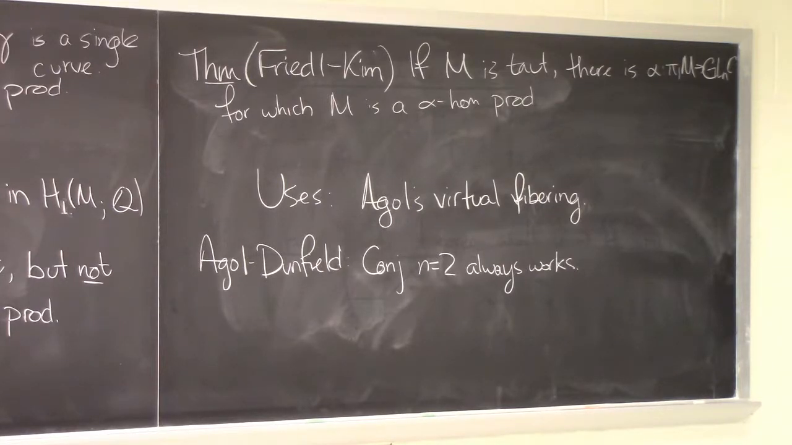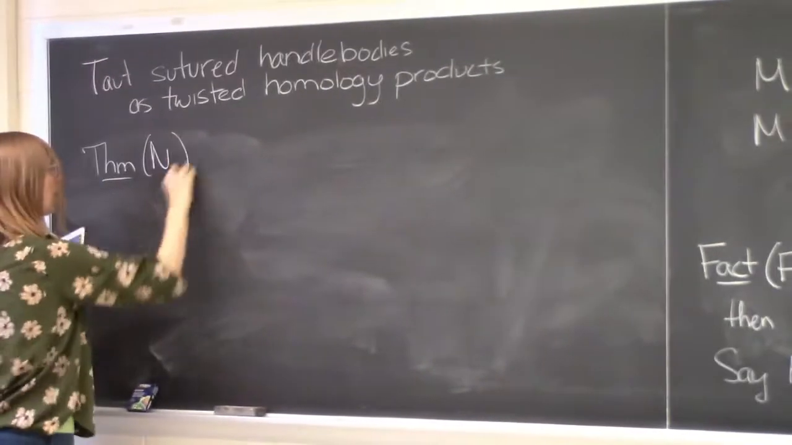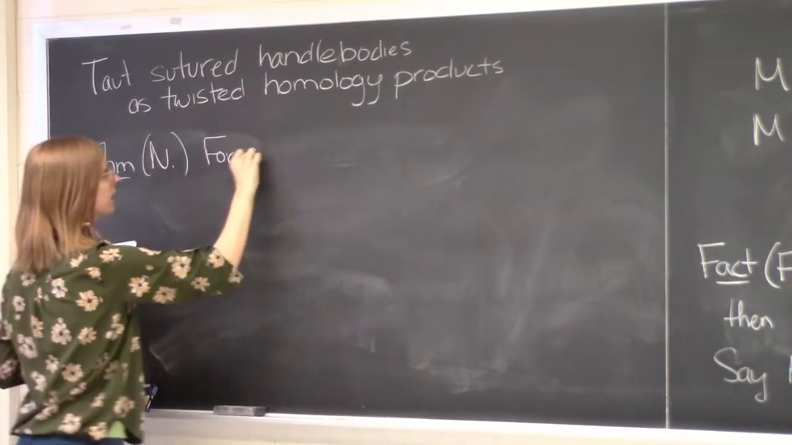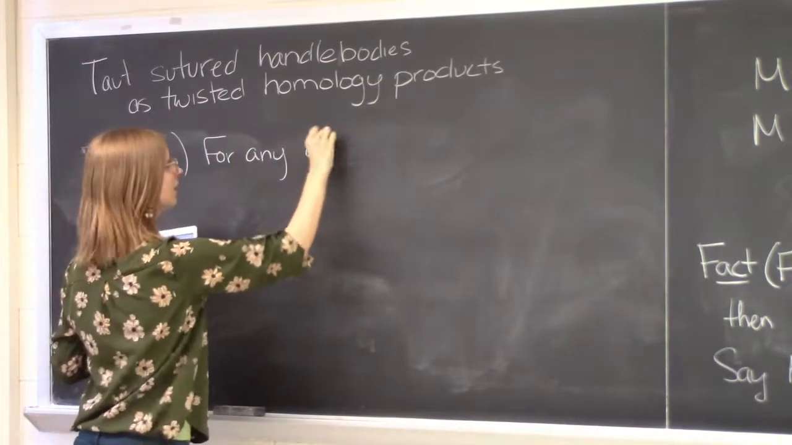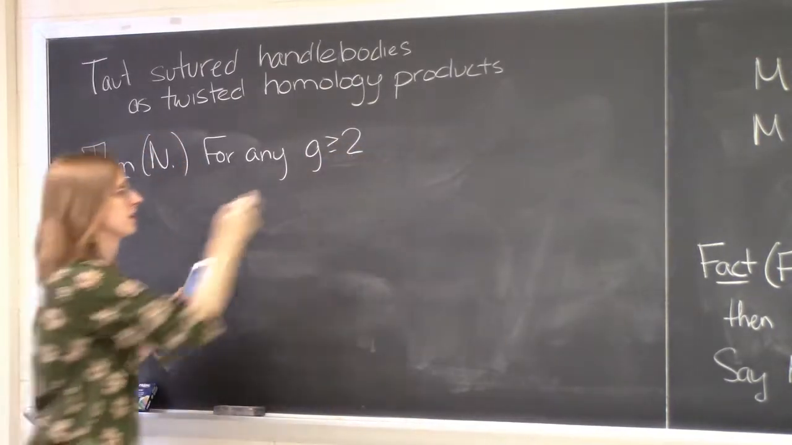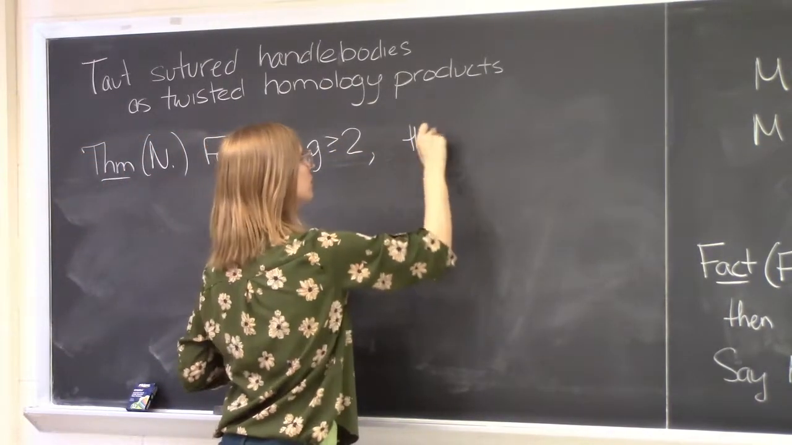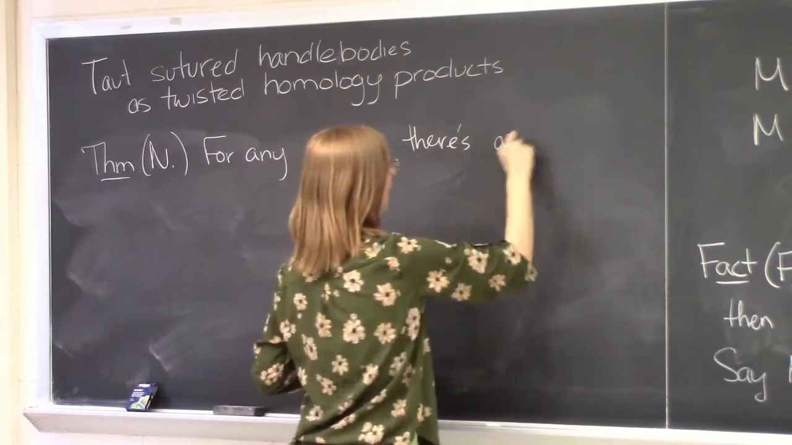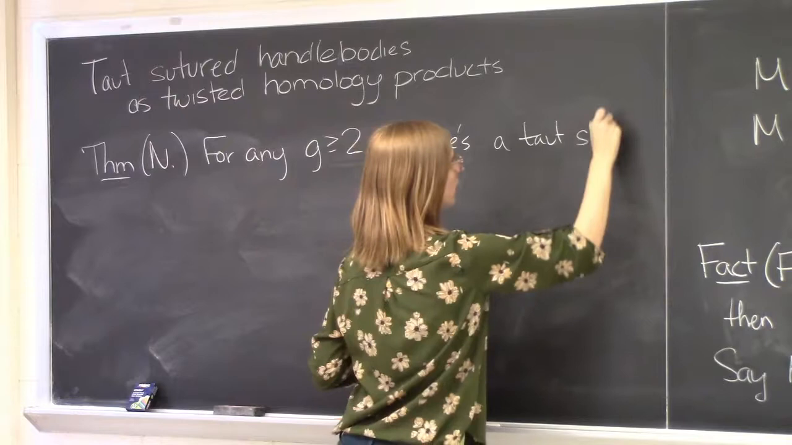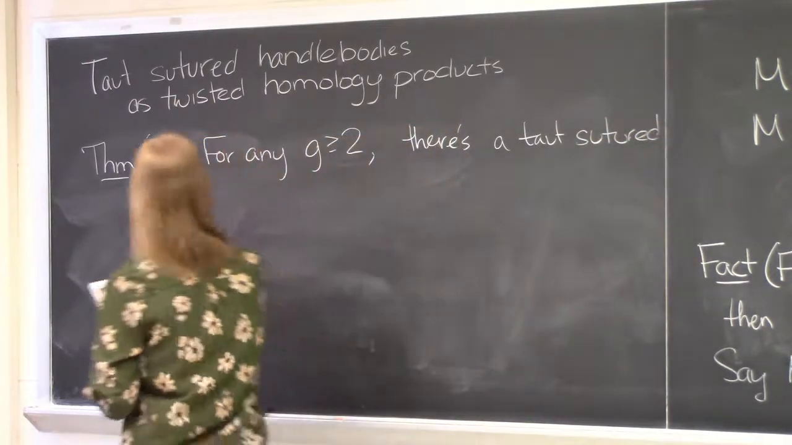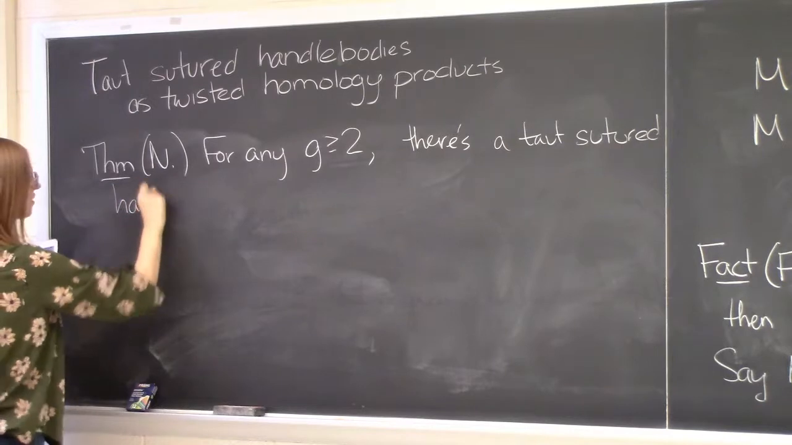in my example here, we saw that a one-dimensional representation was enough. And you might ask, how often is a one-dimensional representation enough? Well, as of this morning, this theorem got a little bit better. For any g greater than or equal to 2, there's an example of a taut sutured manifold, a taut sutured handlebody, which requires a two-dimensional representation.